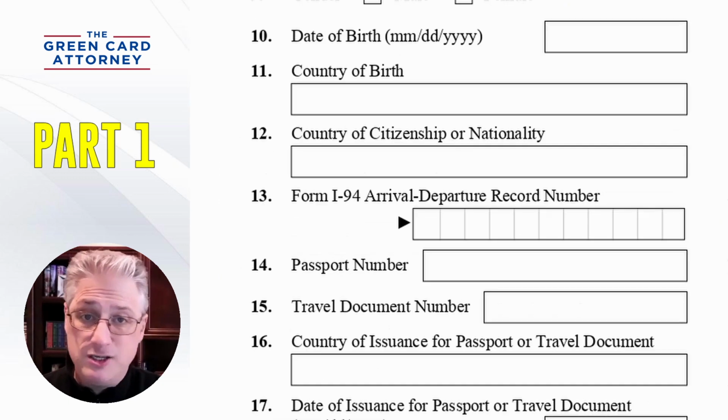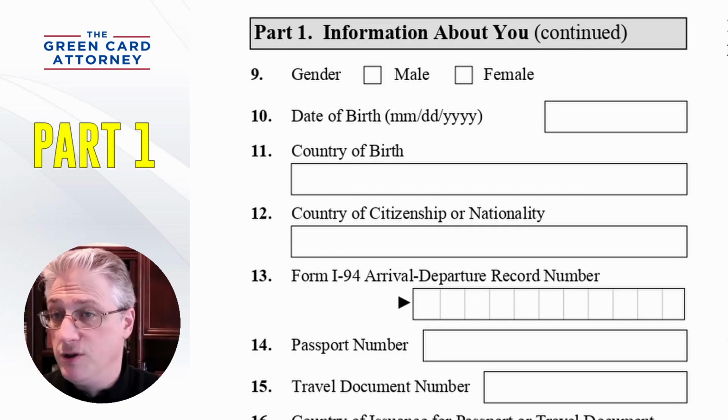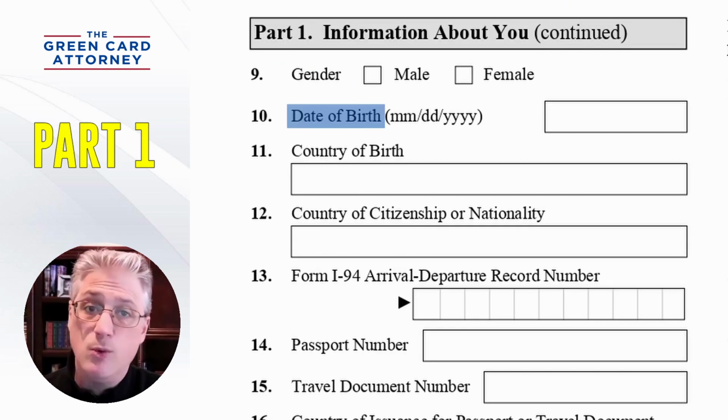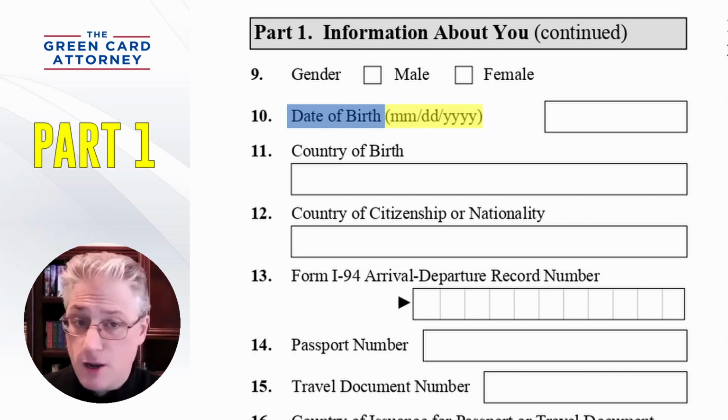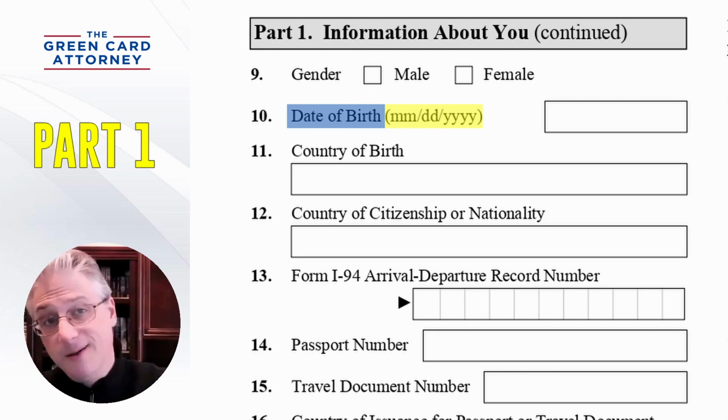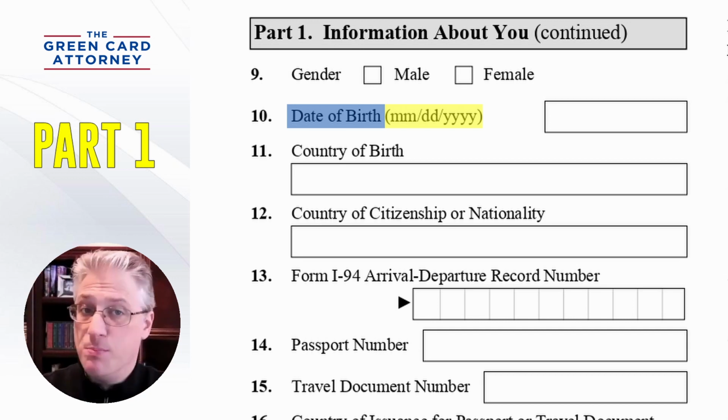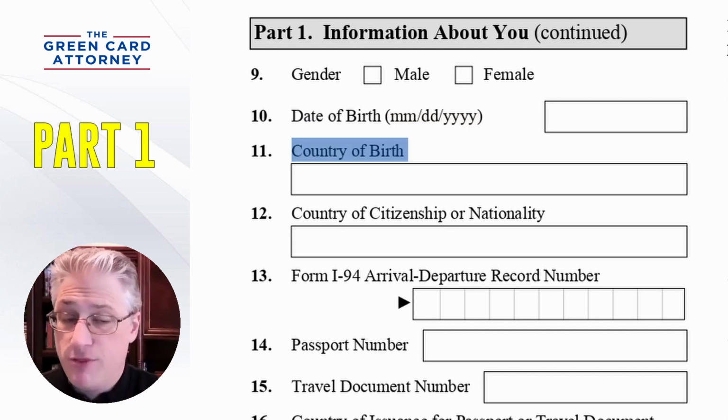Moving on to the next page, you should select the box corresponding to your gender and enter your date of birth, following the format of month, day, and year. This is important because other countries use day, month, and year. But in the US, we're different, so be careful. And don't forget to add your country of birth and nationality.